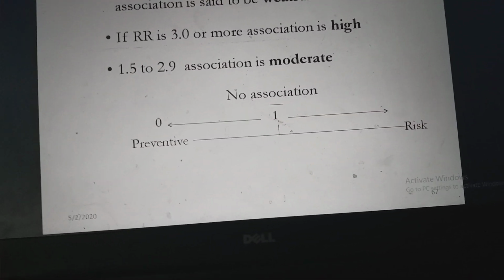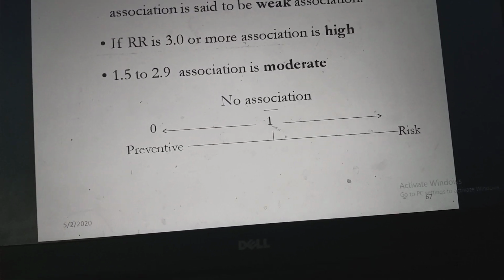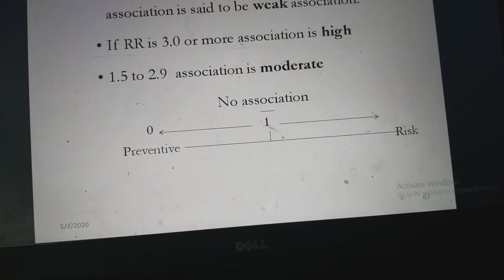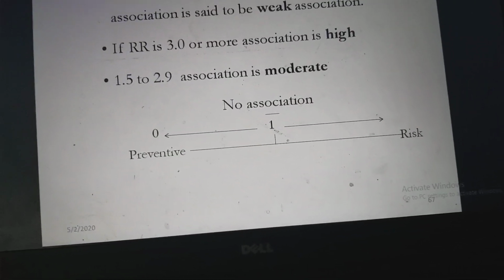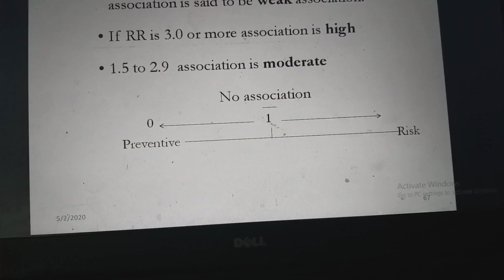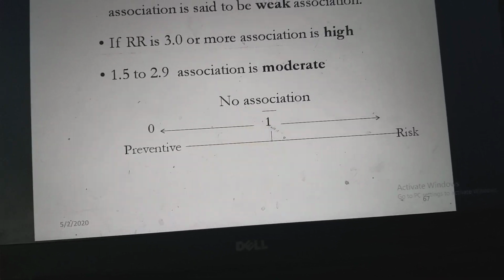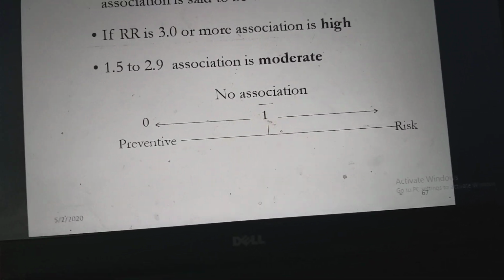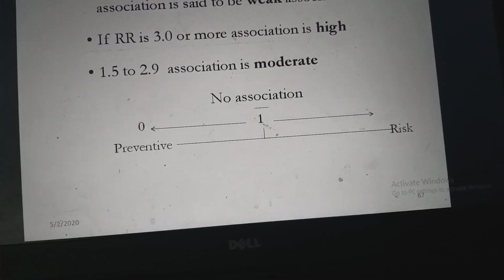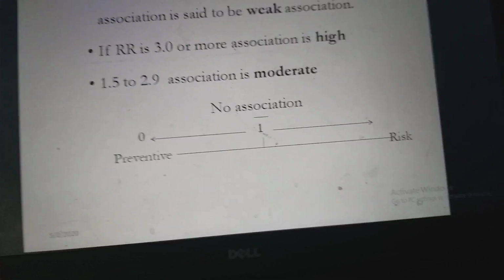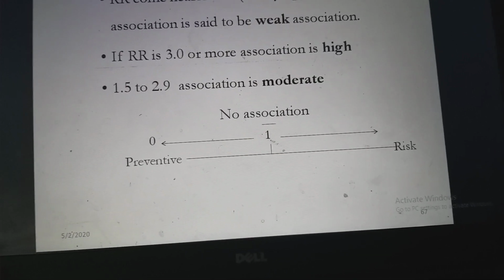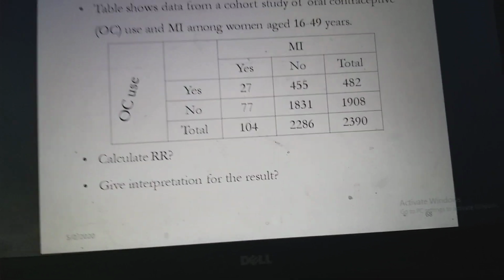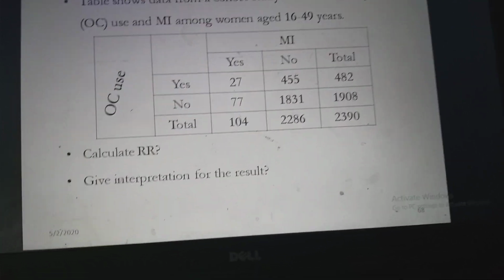So we are going to give values based on the result of the relative risk. If it is between 0 and 1.5, we call it weak association. If it is between 1.5 and 2.9, moderate association. If it is above 3, high association between exposure and disease. So from this table, calculate relative risk and interpret it.